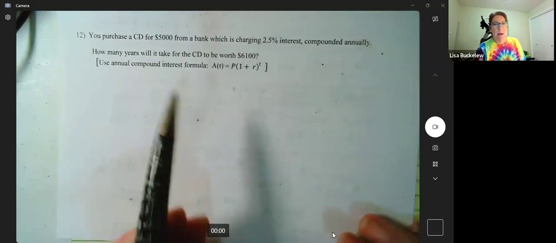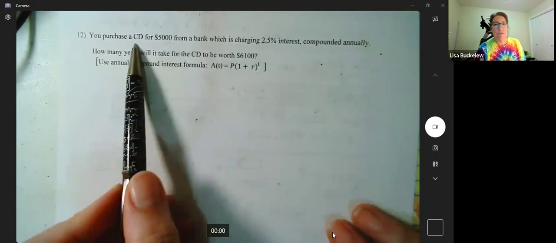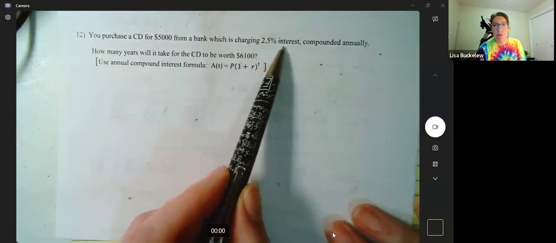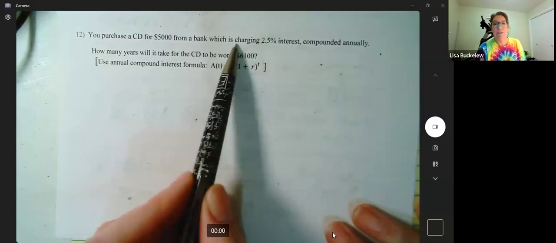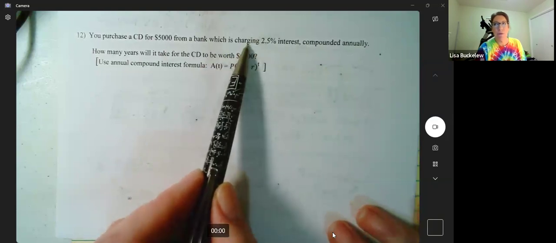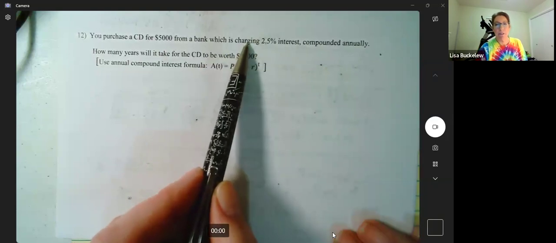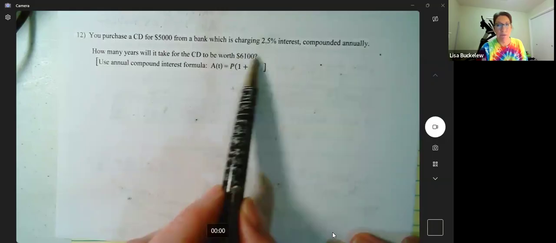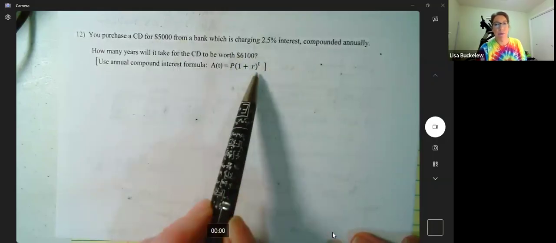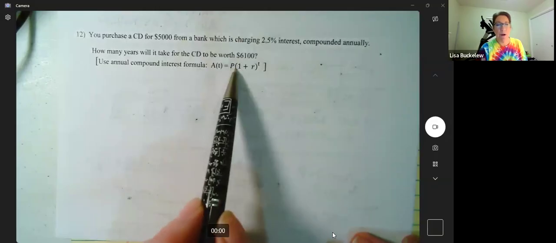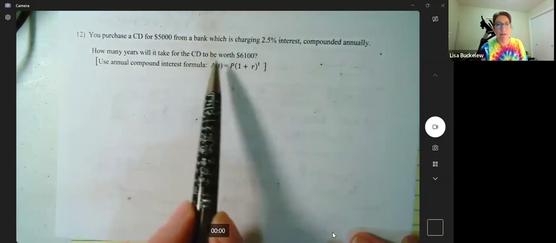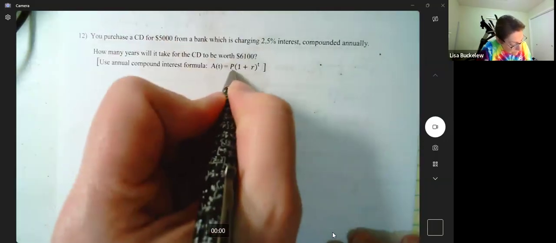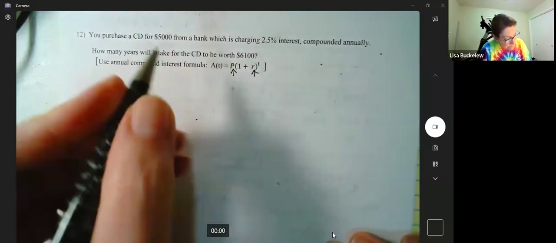All right, last problem. We purchased a CD, a certificate of deposit, for $5,000 from a bank that's charging 2.5% interest compounding annually. Actually, I shouldn't say charging, it should be awarding. This is an interest bearing type of situation. So it's awarding or giving you 2.5% interest compounded annually, which is this formula. So there's nothing in this where we have to find an end value. It's very simple. If I can write the formula that's specific to this investment, I need to know how much did I start with and what was the rate. That's all I need to know. So if I can fill in those two numbers right there, the rest of it's just function notation.